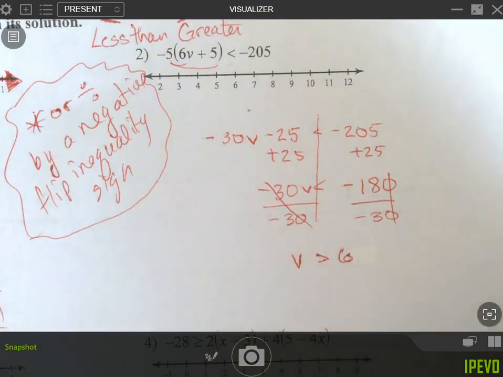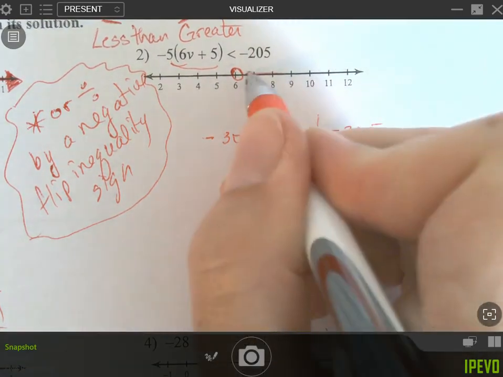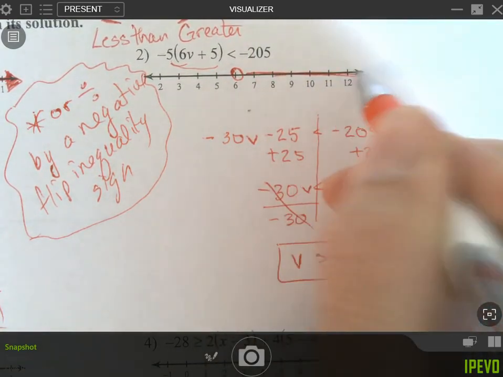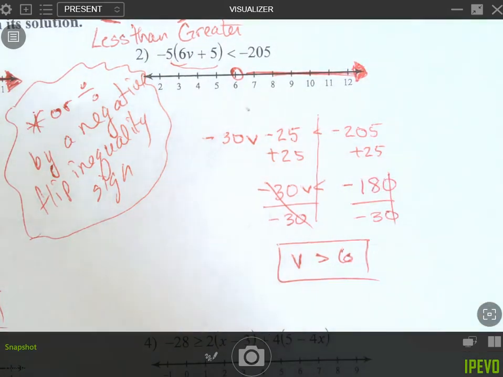All right, how do we graph this? Open or closed circle? Open. Open on the 6, and then which way am I shading? To the left or to the right? Right. To the right. Now when you shade, make sure you can see it, and then make your arrow a little bigger and highlight that in, okay?